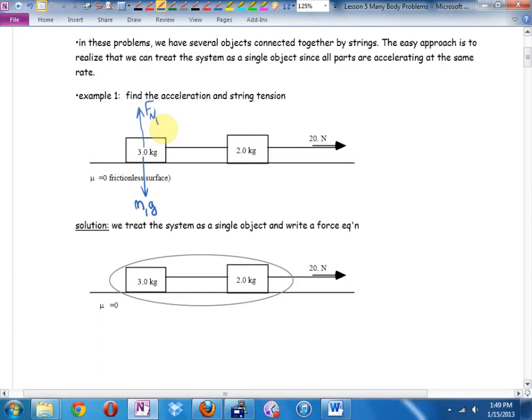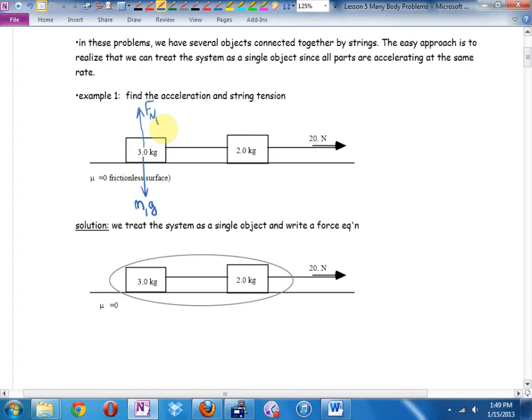By the way, what's the friction involved in this question? What does it say in brackets underneath the diagram? 0. So we're on ice, if you're using your imagination. Which way is this 3 kilogram mass going to be accelerating? Well, which way is this whole thing? If you look at the picture, which way is this whole thing going to be accelerating?